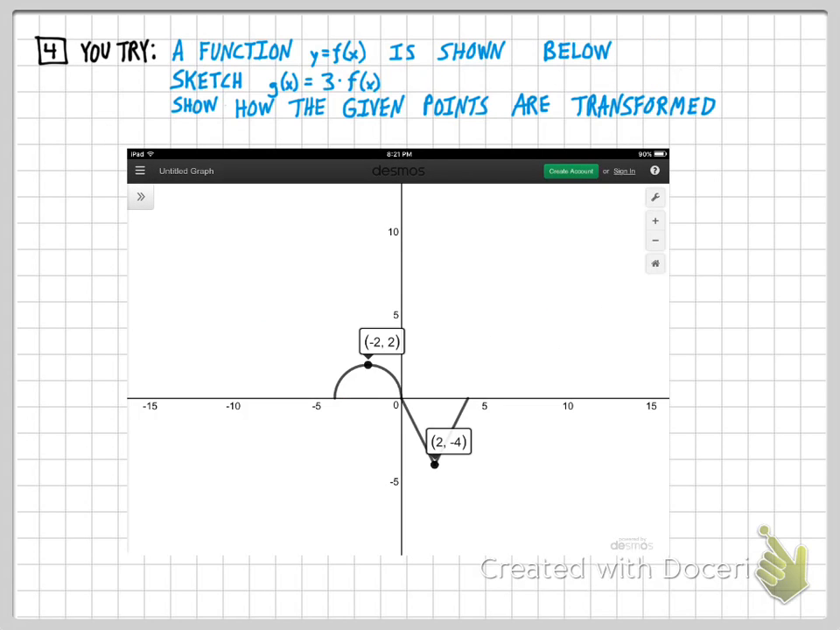Okay, box 4 is a u-try. Once again, I'm going to give you kind of an unusual function, so not one you're familiar with, but you should be able to still interpret how the graph of g of x is just slightly different from the graph of f of x shown below. Take a minute, think about what your sketch would look like for the g function.